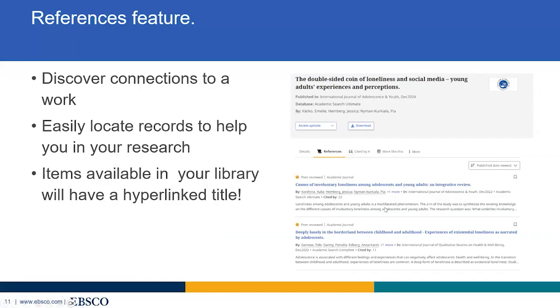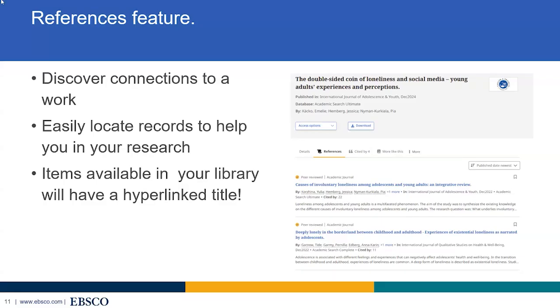Now, when you find a references tab, you can click on the references and it's just going to show you the references that were used for this research. These are the ones that you'll find in the bibliography section or the references section. As mentioned earlier, this feature allows you to efficiently discover connections to a piece of research, and it also helps you easily locate records.